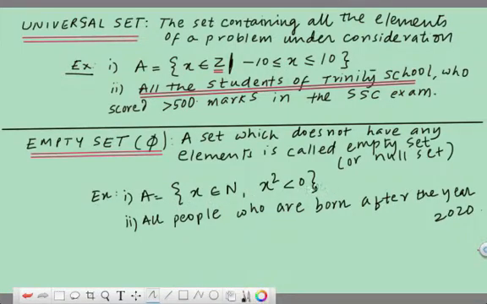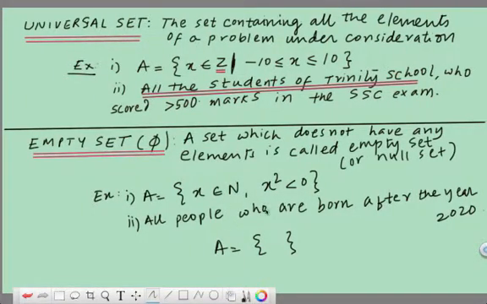So if you write this set in the roster form, A would be equal to an empty set. An empty set is represented as open brace and close brace with no elements in it in the roster form. Similarly, all the people who are born after the year 2020, there is no one who is born after the year 2020. So again, that set is an empty set with no elements in it. So these are some of the examples of empty sets. An empty set is represented either by using this open brace and close brace with no elements in it, or using the symbol phi. As you can see here, you represent an empty set with the symbol phi.